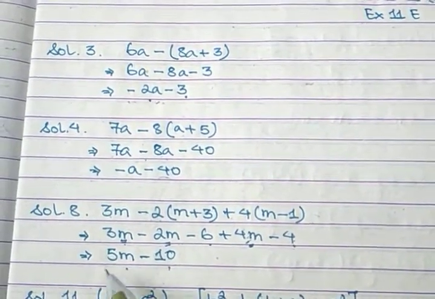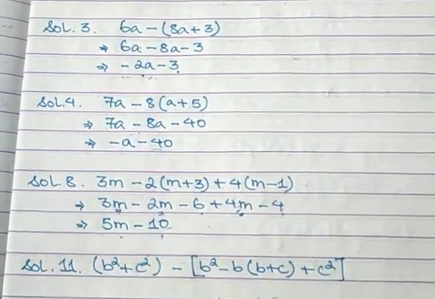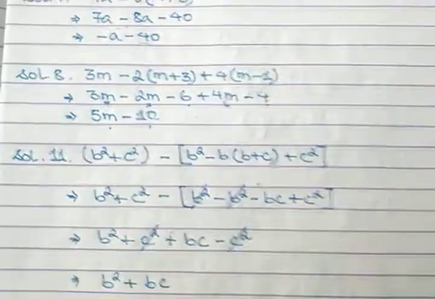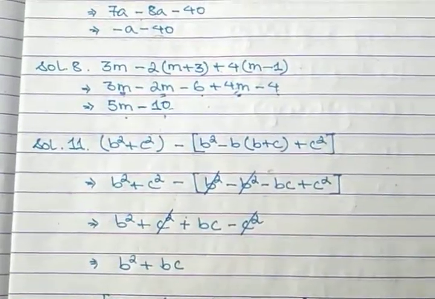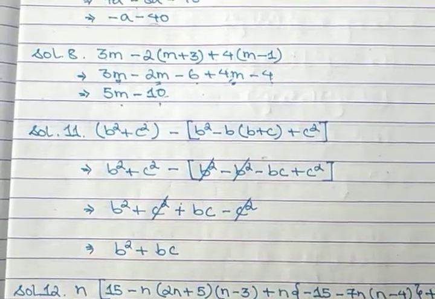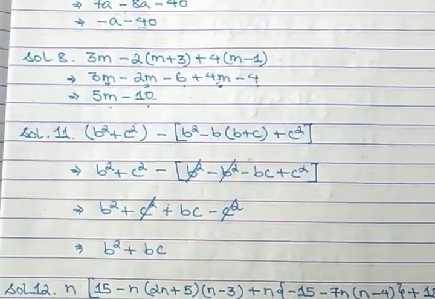So we are done here. Two unlike terms at last. See, easy one, isn't it? Similarly for question number 11. Question number 11, what do I see here is we got two types of brackets, first bracket and the third bracket.